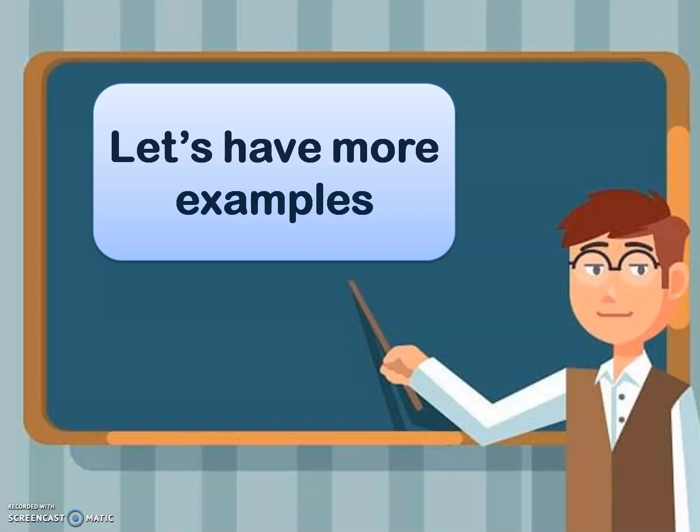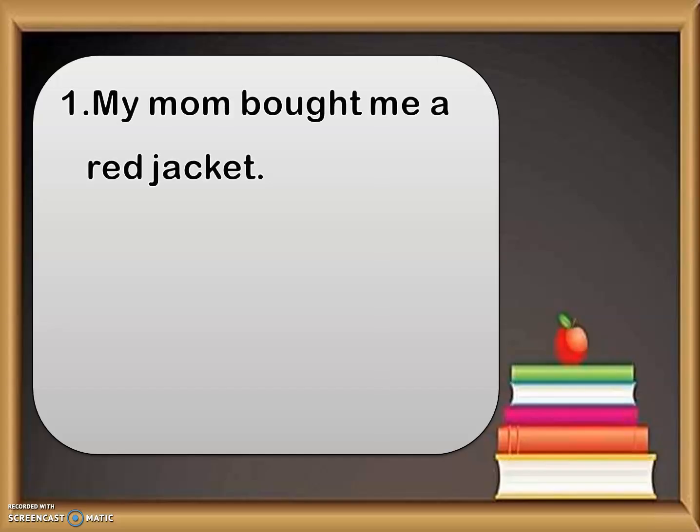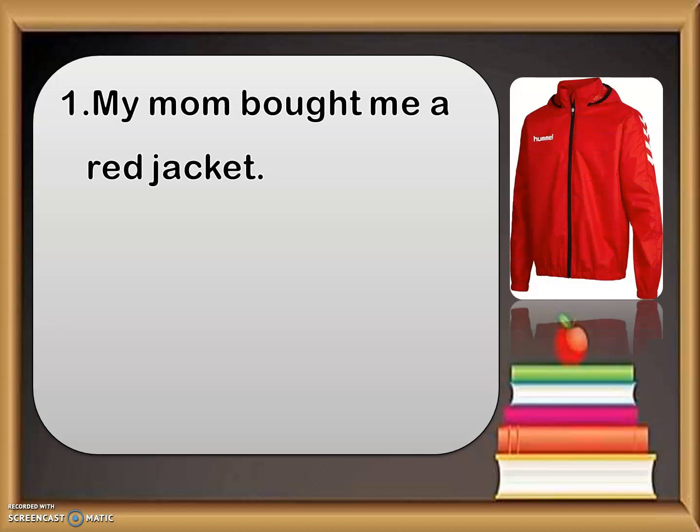Let's have more examples. My mom bought me a red jacket. Since this is an example of a simple sentence, can you tell me the subject in this sentence? Very good! The word mom is the subject in this sentence. How about the predicate? What is the predicate in this sentence? Good job! The word bought is the predicate in this sentence.